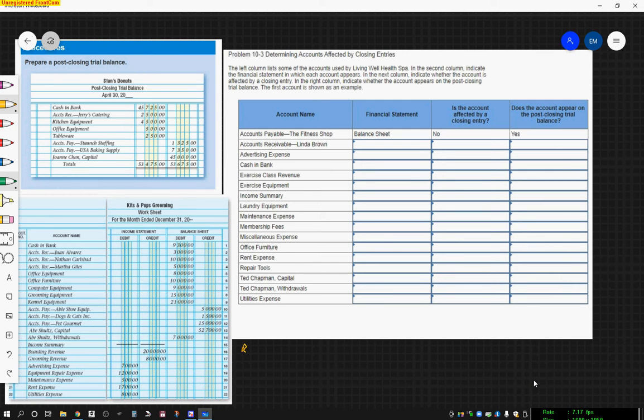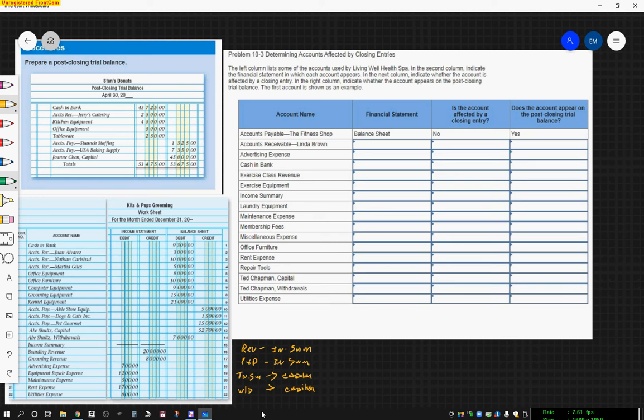And we know that the revenue account gets closed into the income summary, right? And we know that the expenses get closed into the income summary. And we know that the income summary gets closed into the capital. And then the withdrawals get closed directly into the capital. So these are the accounts that are affected by the closing activity: revenue, expenses, income summary, withdrawals, and don't forget capital.